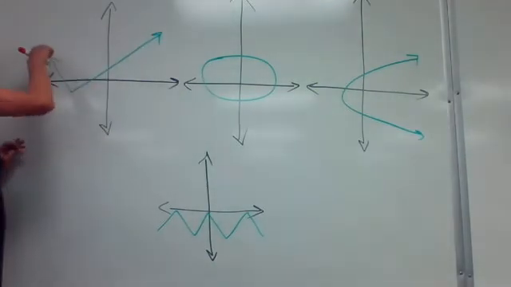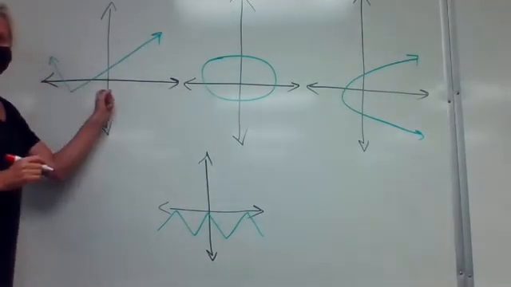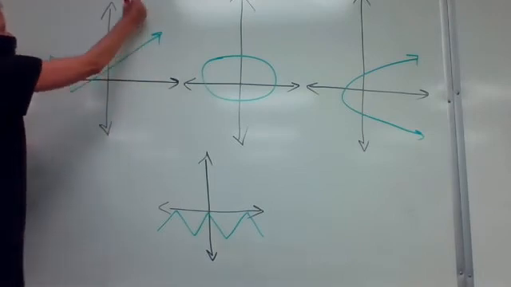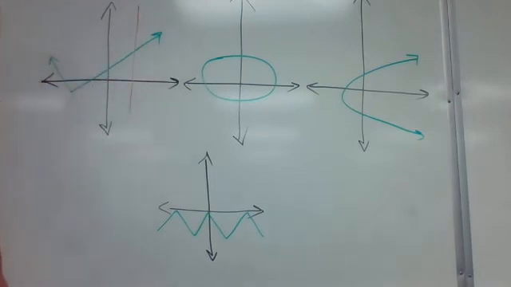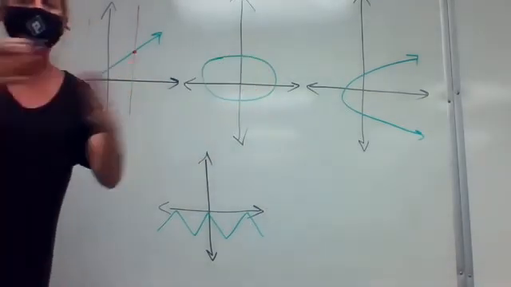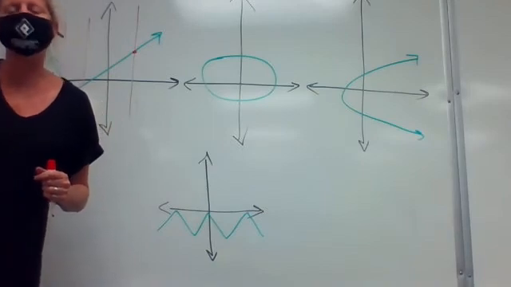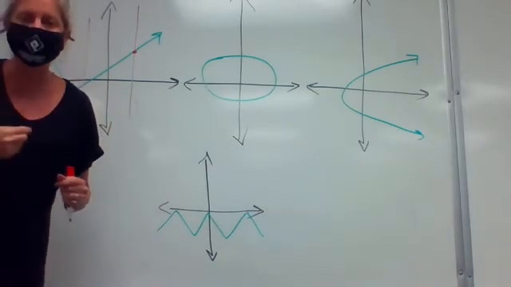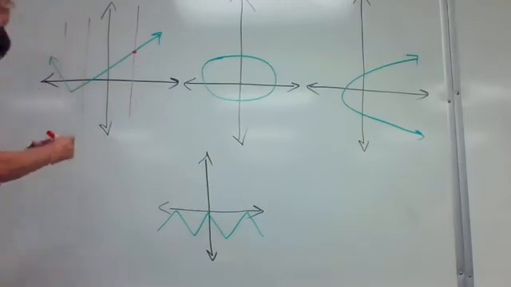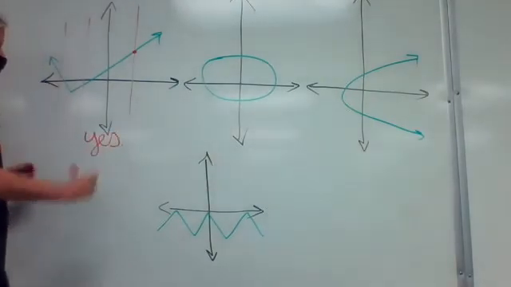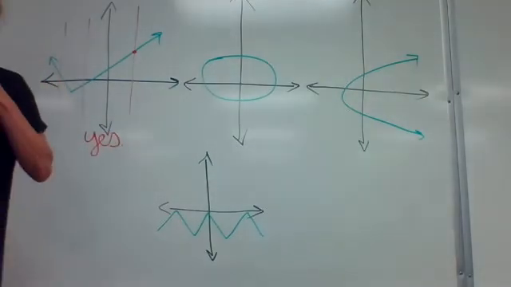Is there anywhere on this graph, this green shape right here, where I can draw a vertical line and touch it more than one time? If I draw a vertical line there, I can only touch it once. Once. There's nowhere on that graph where I would draw a vertical line and touch the green shape more than once. So yes, this one is a function. I can tell because it passes the vertical line test.